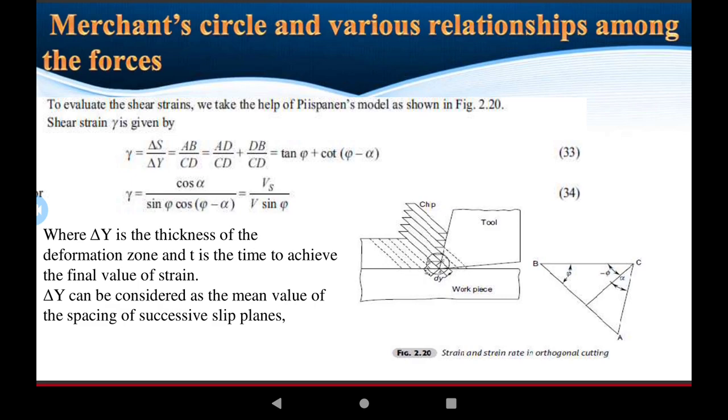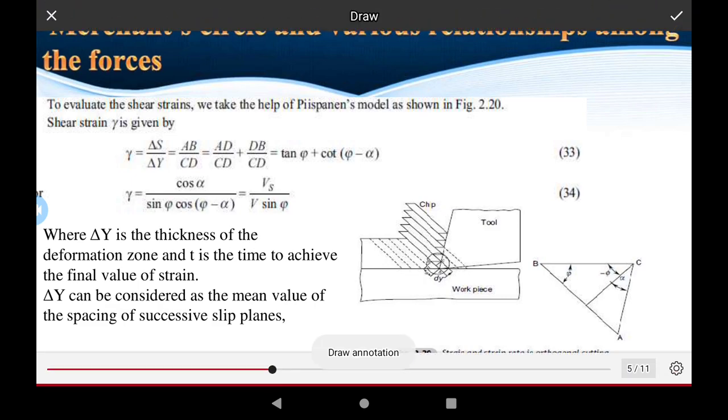The Merchant circle is present for this value of shear strain. We take the help of the persistence model as shown in the figure. Shear strain phi is given. The shear strain is the change of strain upon the change of yield state, AB. This is present for A and B.